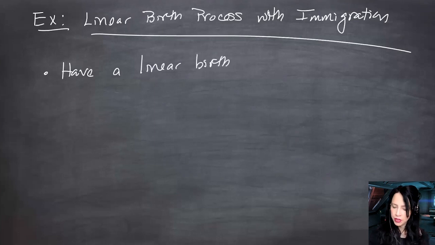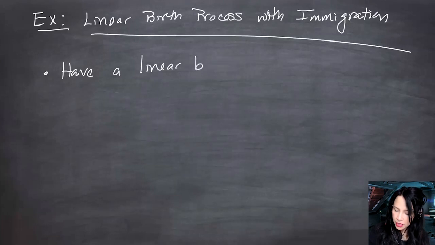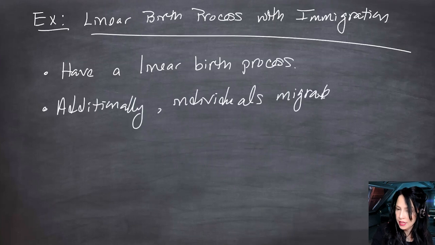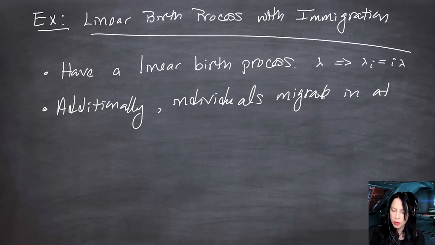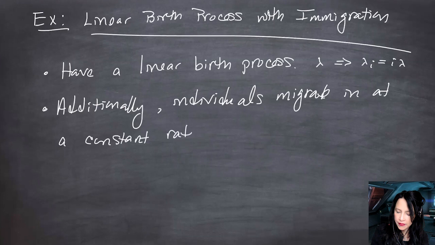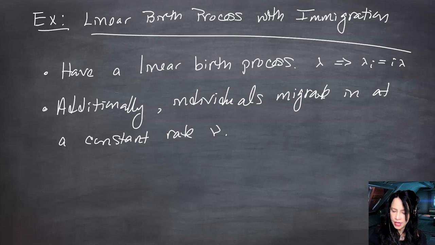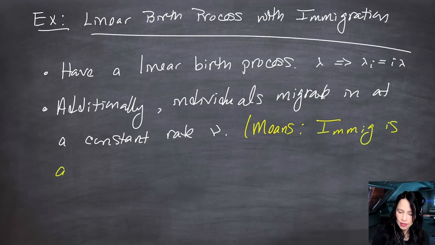And additionally, individuals can come into the population with some constant rate. By the way, the birth process, starting with the lambda, which gives us the lambda I is I lambda. So the same exact setup before. And additionally, people are going to migrate in at a constant rate nu. I'm going to use a nu. What that means, that doesn't really tell you anything, but when you see that in the context of a stochastic process, things entering your population at a constant rate, this means that immigration is a Poisson process with rate nu.